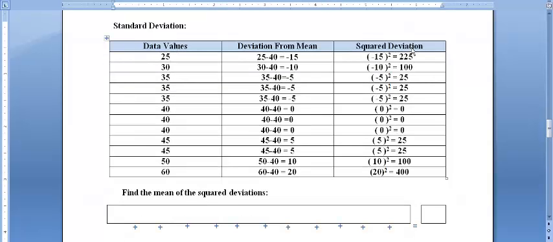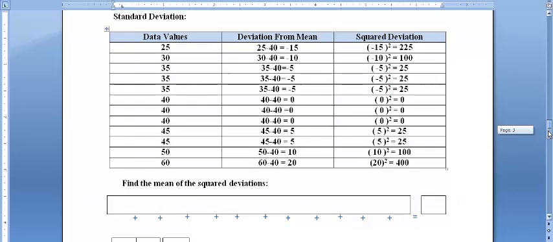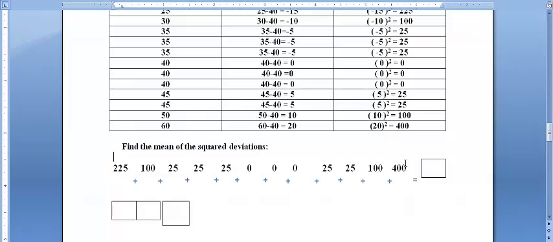Now that we have found our squared deviations, we need to find the mean of those squared deviations. So to find the mean of these new data values that we came up with, we do the same thing that we did when we found the mean before up above. We take those data values and we add them together. And when you add all those data values together, you should have gotten 950.